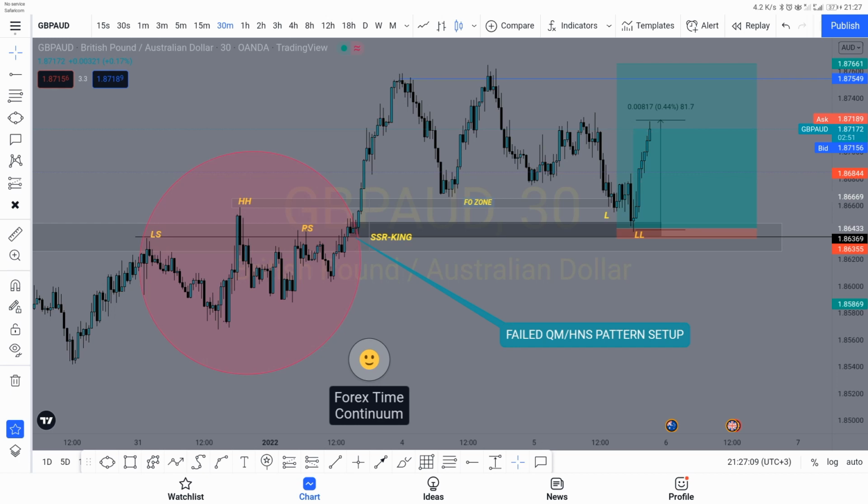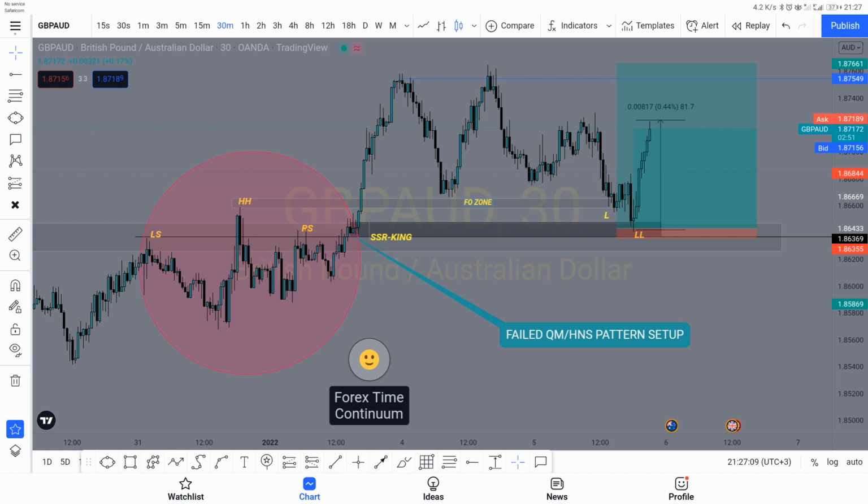As you can see here, it gave a good reaction of 80 pips in less than 3 hours, 80 pips. So I'm gonna talk about how this setup formed.